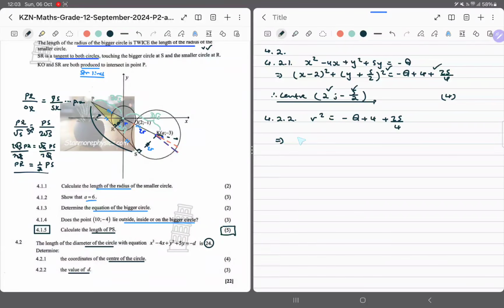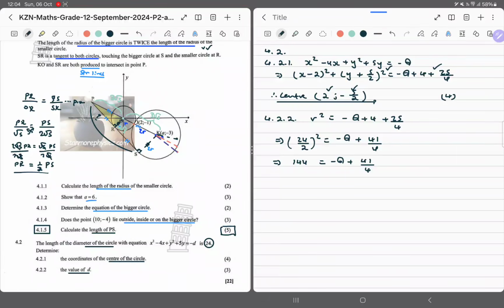Now this implies, what is r squared? R is half of the diameter. So this is 24 over 2 all squared equals minus d. Plus we multiply the 4 there, it's going to be 16. 16 plus 25, 41. So this is 41 over 4. Okay, great. We'll just simplify that, because those are like terms. So this implies that this is 12. 12 squared is 144 equals minus d plus 41 over 4.